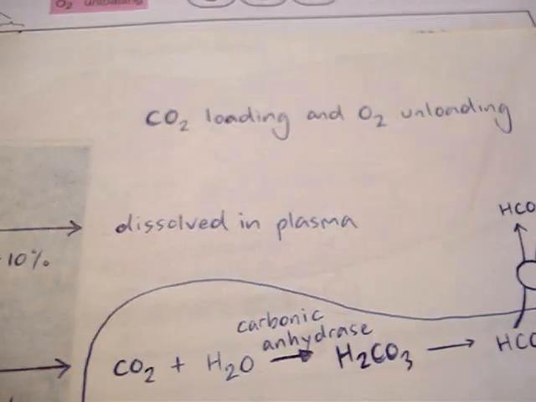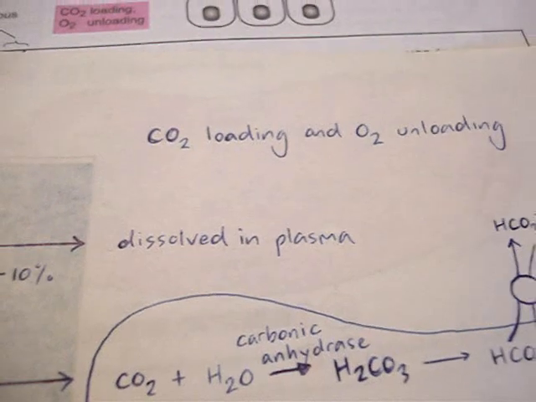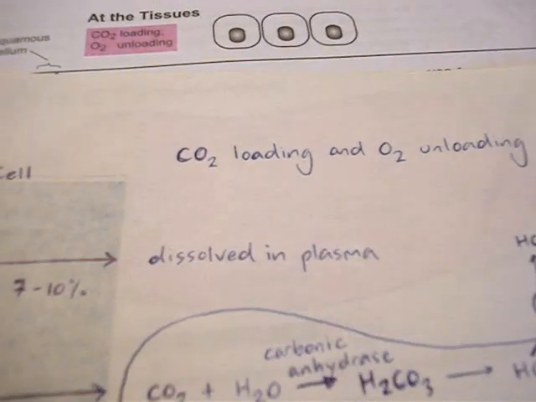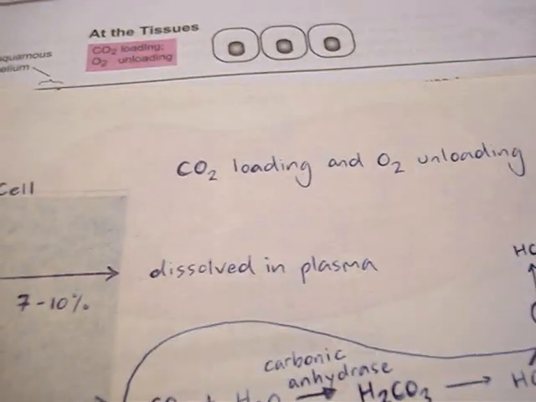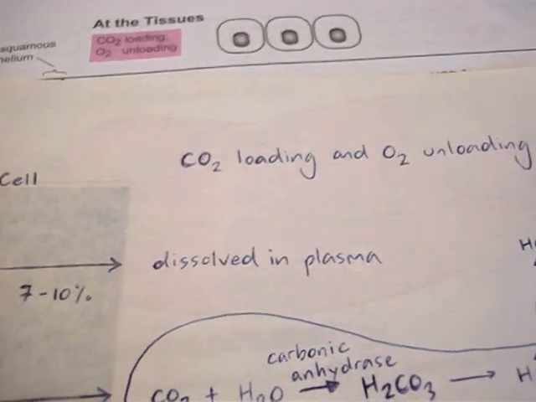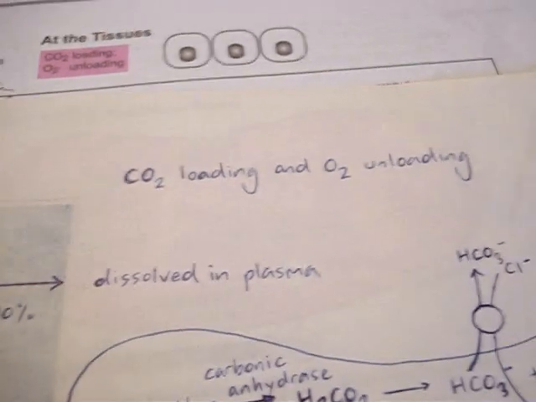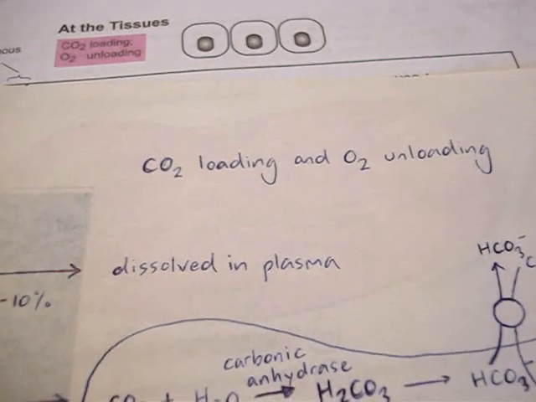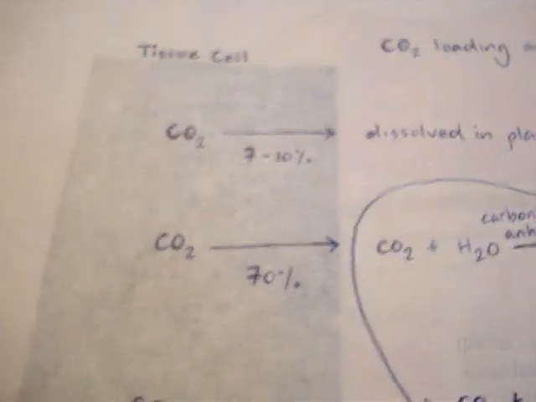Okay, today we're going to talk about how carbon dioxide, which is a natural byproduct from cellular metabolism, loads into the red blood cell and how oxygen is unloaded into the tissue cells. Well, as you can see here, I made a diagram.